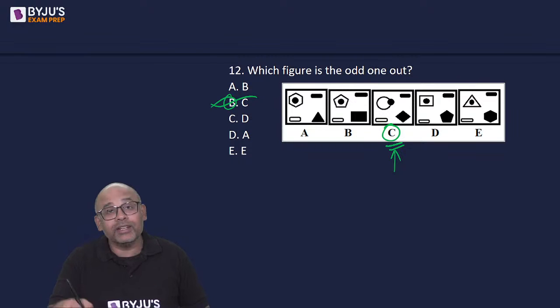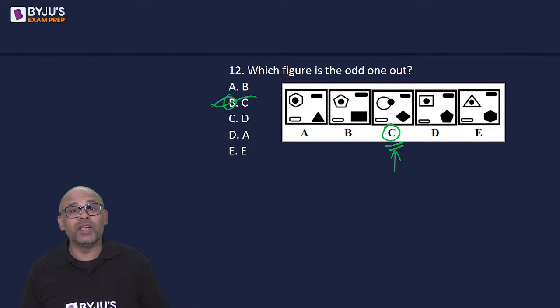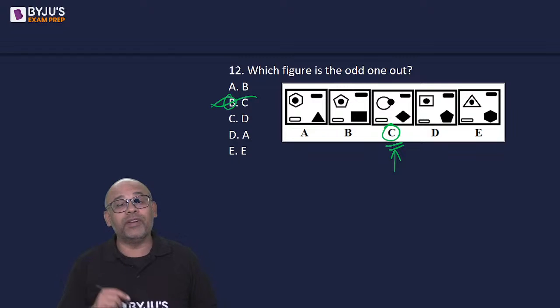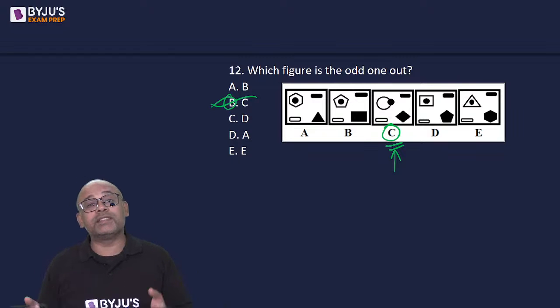Here, if you see, the answer options are jumbled up. That is another trap you have to be careful about. Now, why is C the correct answer?